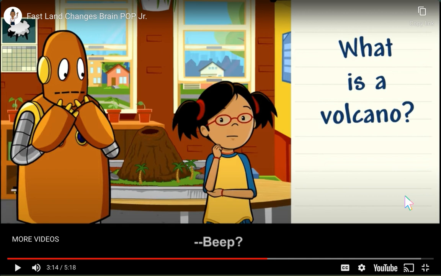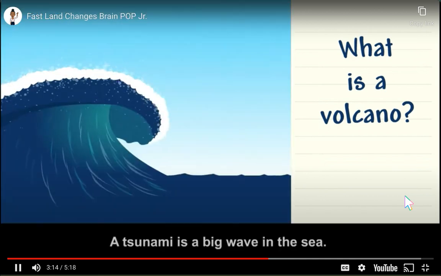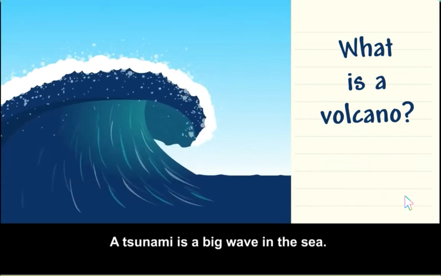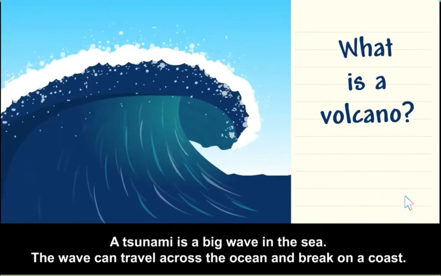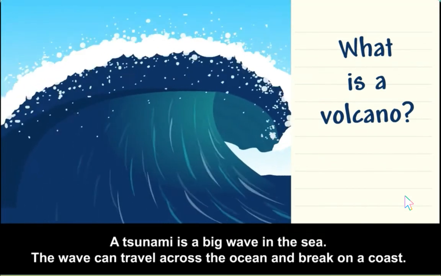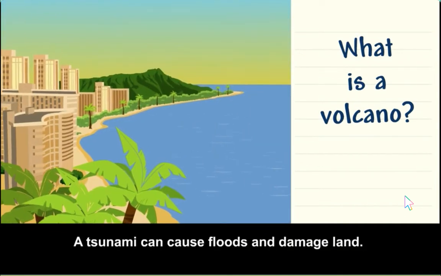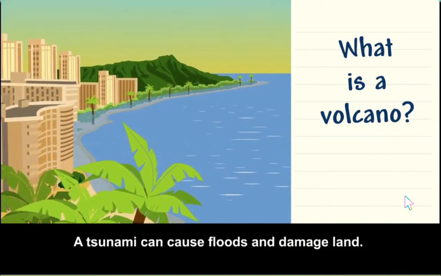Another change in the world that we're going to be talking about is a tsunami. A tsunami is a big wave in the sea. The wave can travel across the ocean and break on a coast. A tsunami can cause floods and damage land.